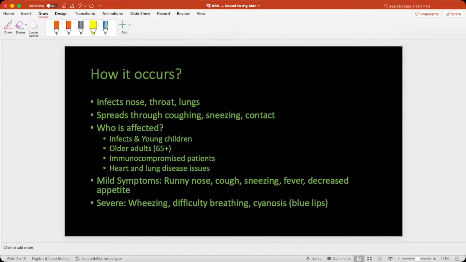Usually, when it comes to this type of infectious disease, some of the mild symptoms the patients may have are things like runny nose, coughing, sneezing, fever, and decreased appetite. Severe ones are wheezing, difficulty breathing, and cyanosis, which is blue lips, which may be noticed when getting this kind of infection. But how does it actually happen?